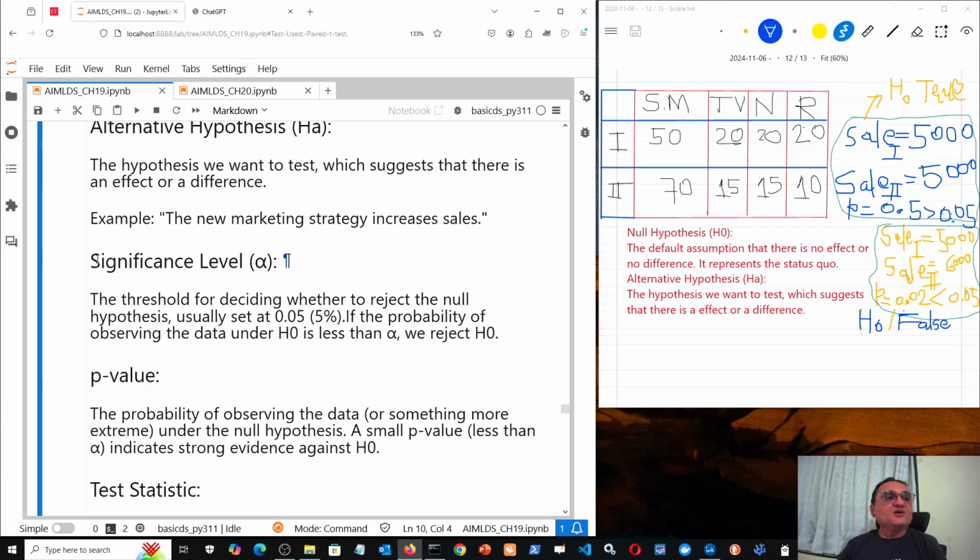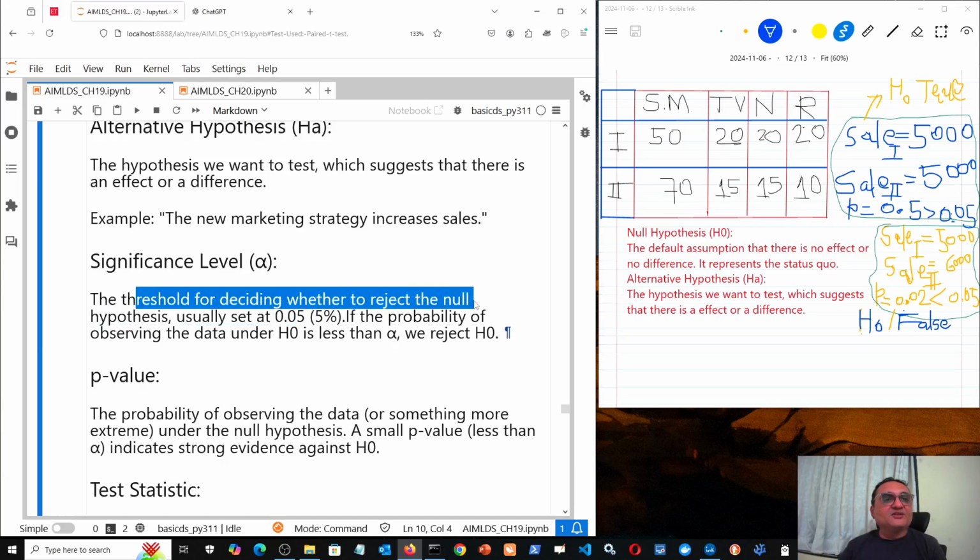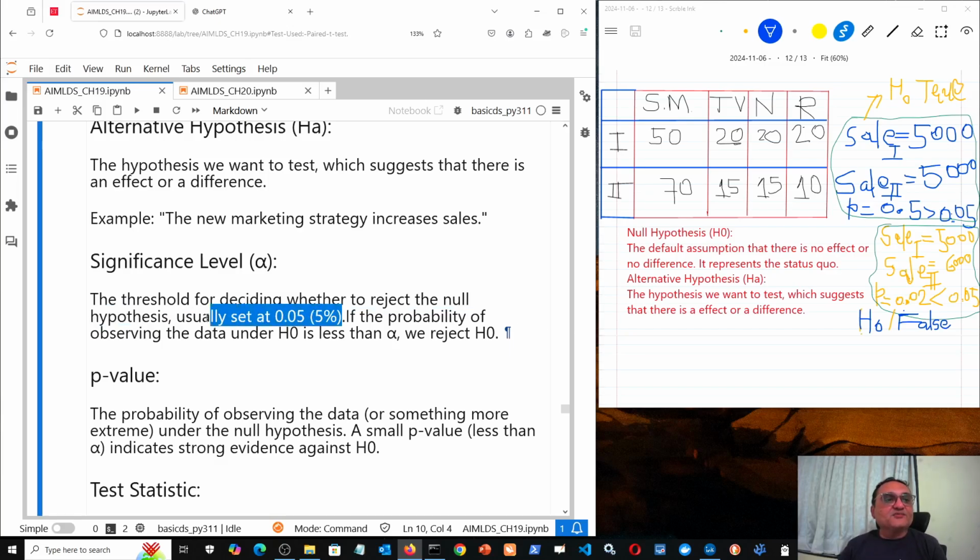Now, what is the meaning of this term, significance level, the third term? Significance level is shown by alpha and it is the threshold for deciding whether to reject the null hypothesis. Okay. So it is normally taken as 5% or 0.05. Now this alpha can be different in different cases, but I don't want to add complication at present. So far as our discussion is concerned, I will stick to this 5% value or 0.05.